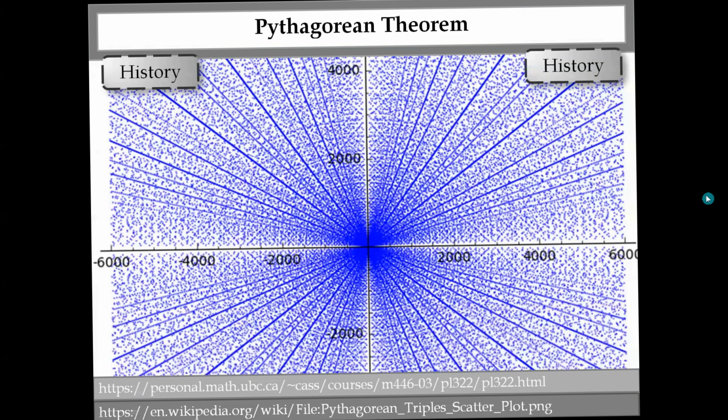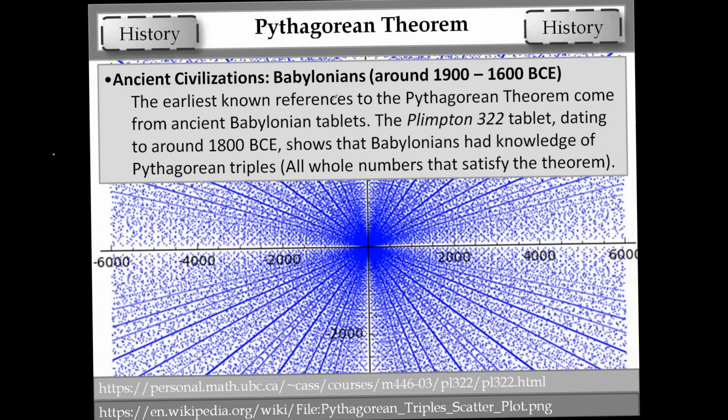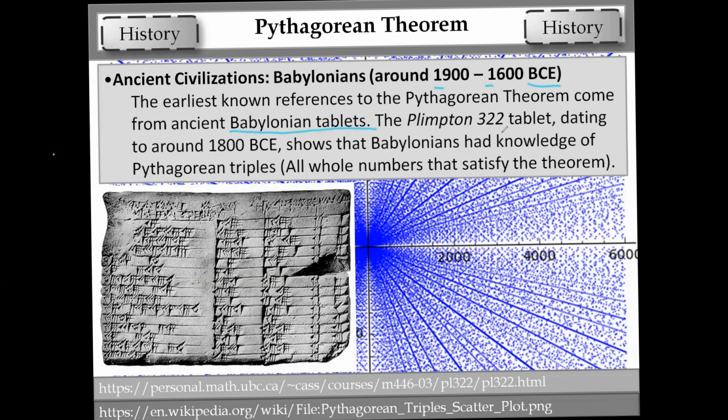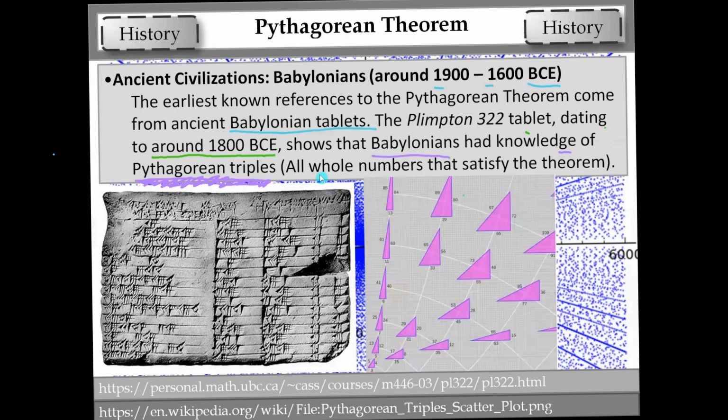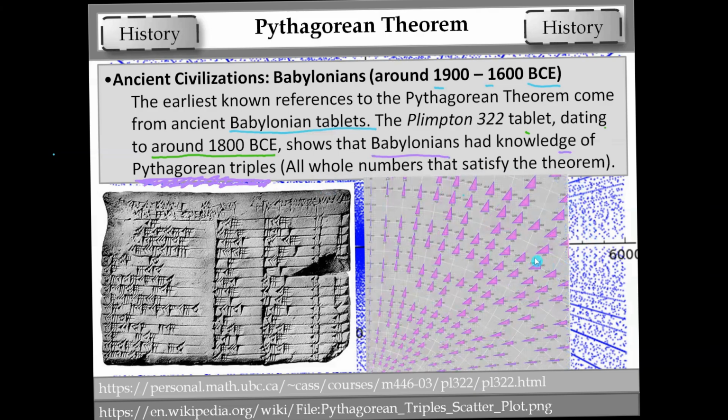Pythagorean theorem and history. Ancient civilization: Babylon, around 1900 to 1600 BCE. The earliest known reference to the Pythagorean theorem comes from the ancient Babylon tablets. Ta-da! The Plimpton 322 tablet, dating around 1800 BCE, shows Babylonians had knowledge of Pythagorean triples. Pythagorean triples are whole numbers that satisfy the theorem. We can expand Pythagorean triples infinitely. They look like tiny little spaceships that go on forever.